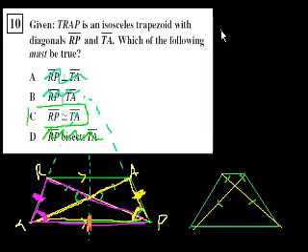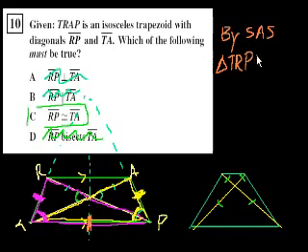So if we're doing it, we could say by SAS, triangle TRP is congruent to triangle what? TAP. And if they're congruent, then all of the corresponding sides are equal. So then TA is congruent to RP. But once again, you didn't have to do all of that. It's a multiple choice test. But I felt bad that I wasn't giving you a more rigorous definition. But anyway, more rigorous proof. So anyway, problem number 11.